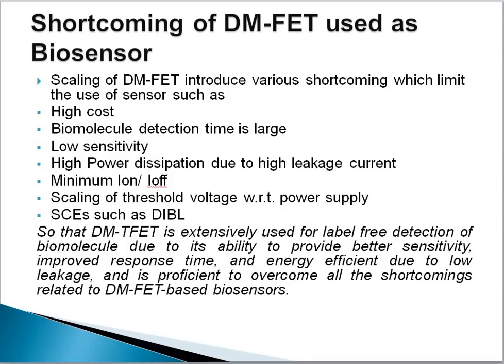The first biosensor is the ISFET biosensor. It has some shortcomings. After that, we use the dielectric modulated field effect biosensor, but it also has some shortcomings. Scaling of the dielectric modulated field effect transistor introduces various shortcomings which limit the use of the sensor, such as high cost, large biomolecule detection time, low sensitivity, high power dissipation due to high leakage current, minimum ION/IOFF ratio, scaling of the threshold voltage with respect to power supply, and the various short channel effects.